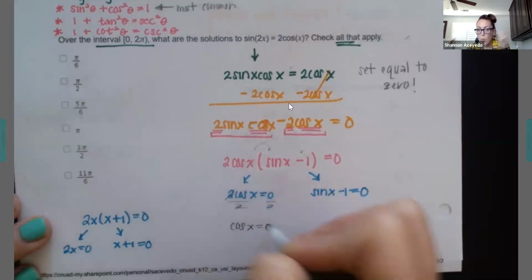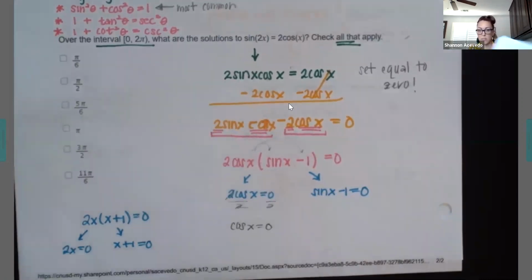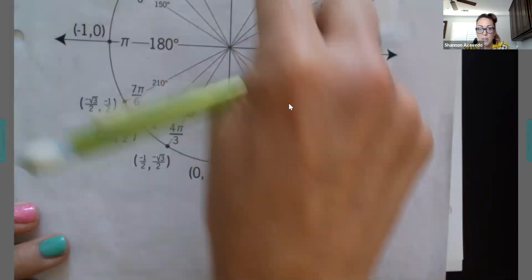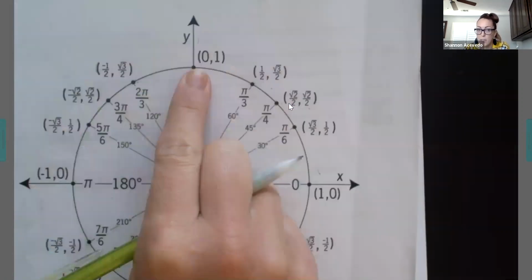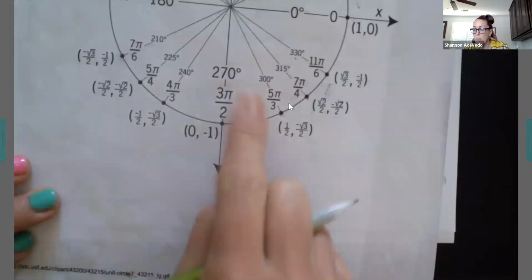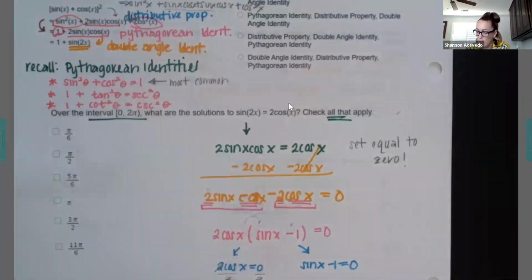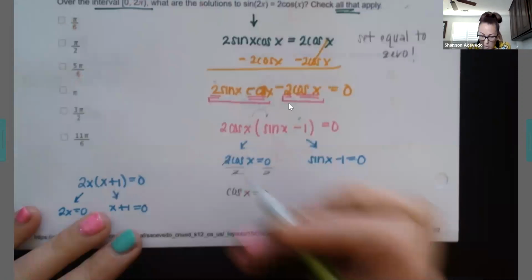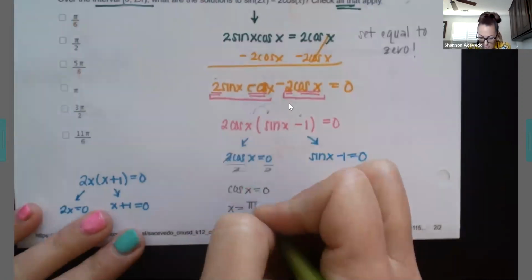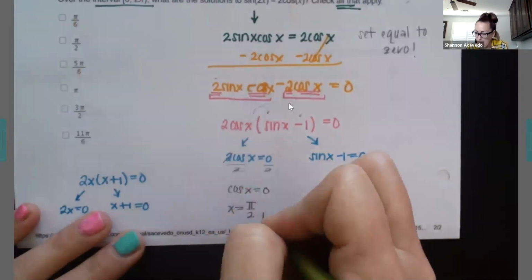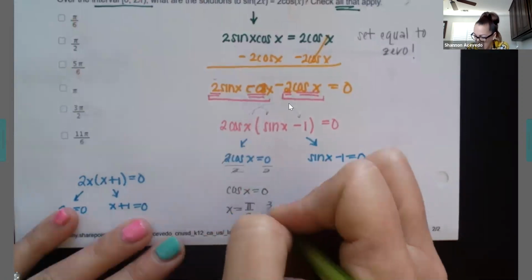So I want to know, when is cosine 0? I go to my unit circle, when is cosine 0? It's 0 here at pi over 2, and it's 0 here at 3 pi over 2. Remember, I'm using radians because it told me 0 to 2 pi. So that's how I know degrees versus radians. So I have x can equal pi over 2, or 3 pi over 2.